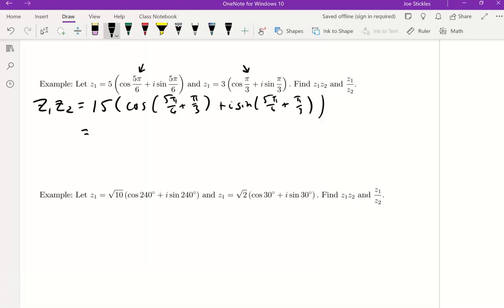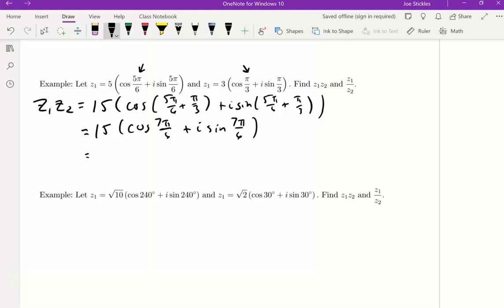Pi over 3 is the same thing as 2 pi over 6 if I get a common denominator. So I would have cosine of 7 pi over 6 plus i sine of 7 pi over 6. And if the problem asks you to rewrite the complex number back in standard form, a plus bi, I can simplify this.